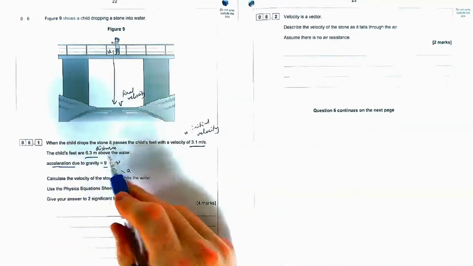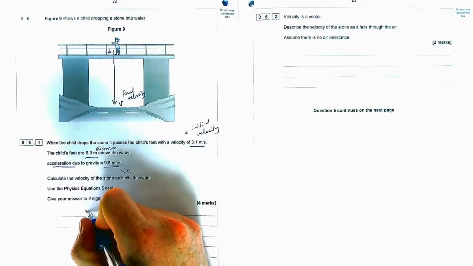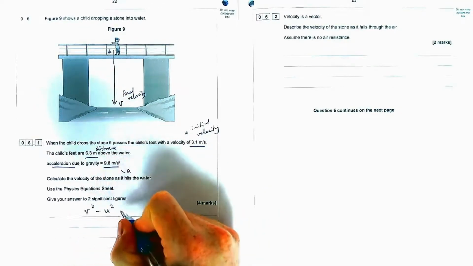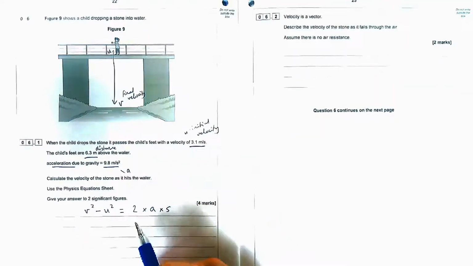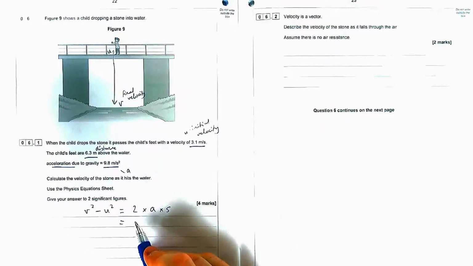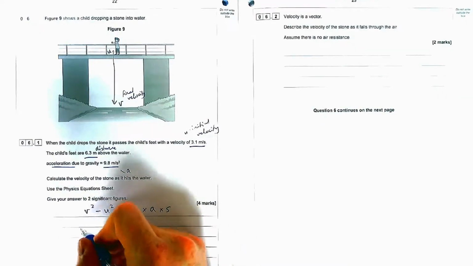Okay, so we don't know what the final velocity is. That's what we're trying to find out as it hits the water. Initial velocity we said is 3.1. We're going to make sure we square it. On the right hand side, 2 times the acceleration, 9.8, times by the distance, which is 6.3.